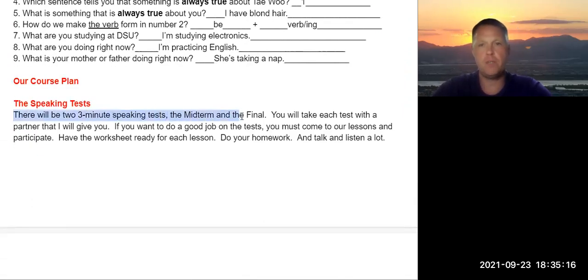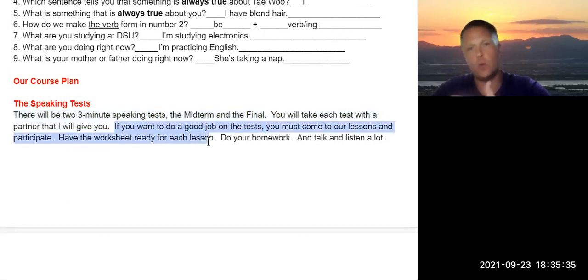There will be 2 of them, the midterm and the final, 3-minute speaking tests. I will give you a partner. So you have to be able to talk to anyone in your class. So get used to working with different partners. If you want to do a good job, come to class and participate, have the worksheet ready, do your homework, and talk and listen a lot.